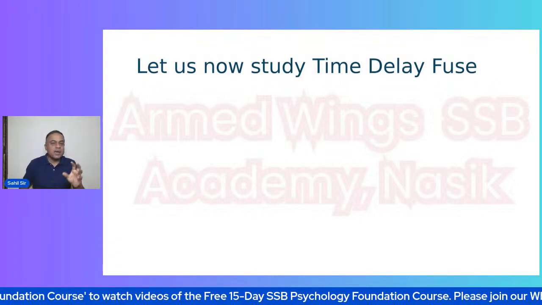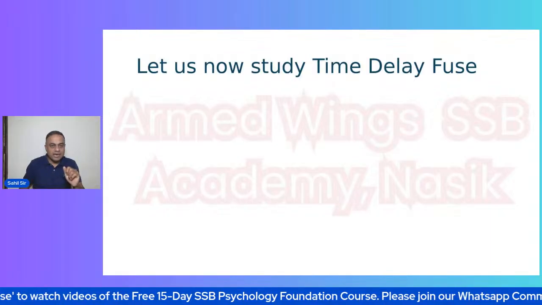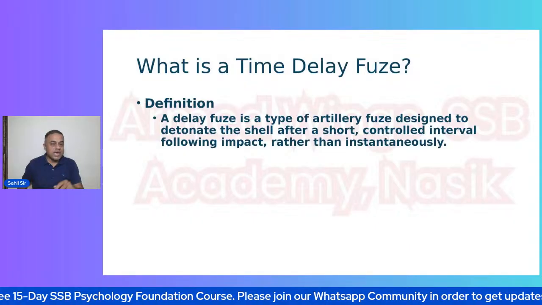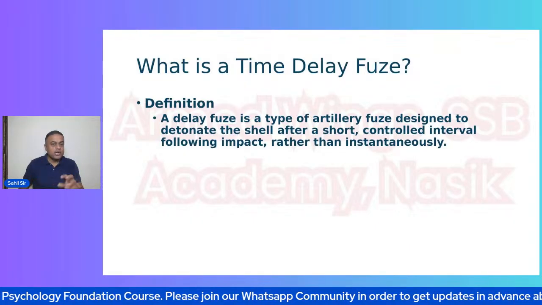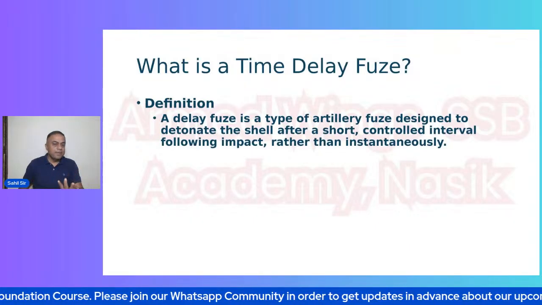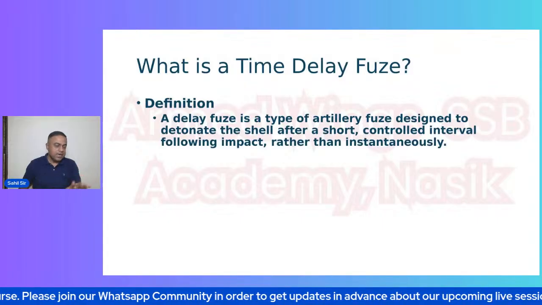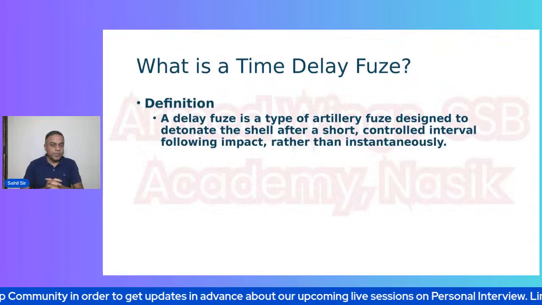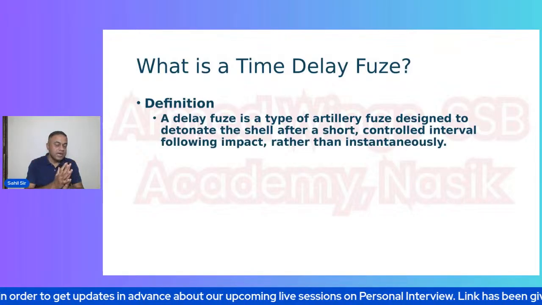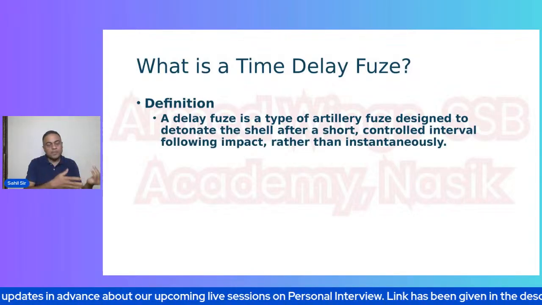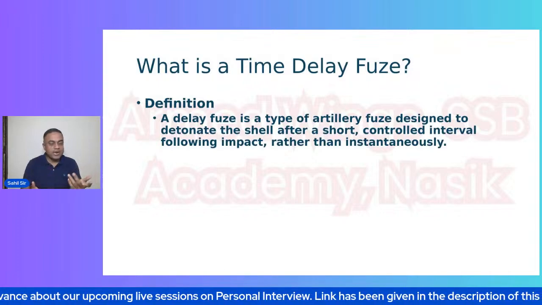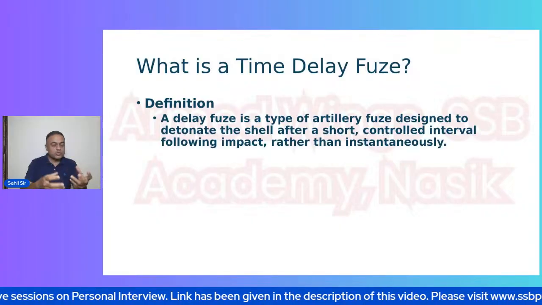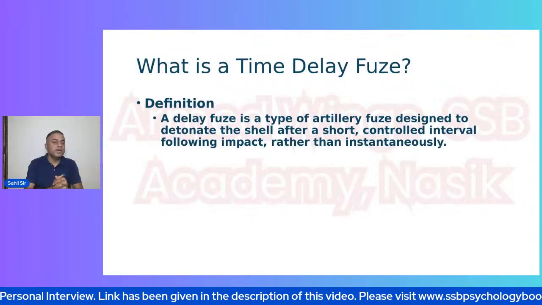So let us understand about the working mechanism of a time delay fuse. A definition: a delay fuse is a type of artillery fuse designed to detonate the shell after a short, controlled interval following impact rather than instantaneously. The easiest example to understand is hitting a concretized underground bunker. You don't want the shell to explode immediately after impact, because that way the people and the equipment inside will not get damaged, they will not suffer any harm, whereas your purpose of hitting that target is to cause maximum damage to the people or the equipment inside.